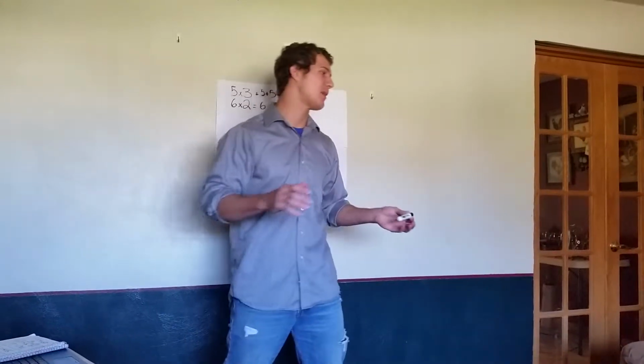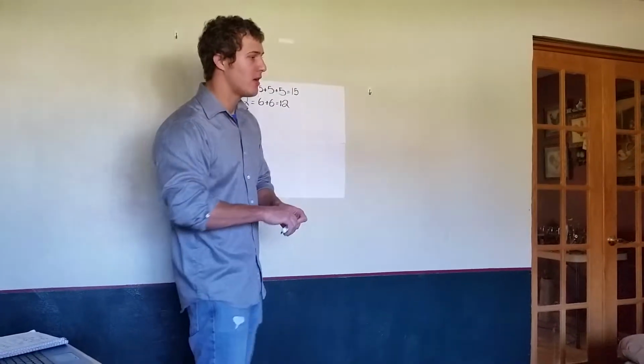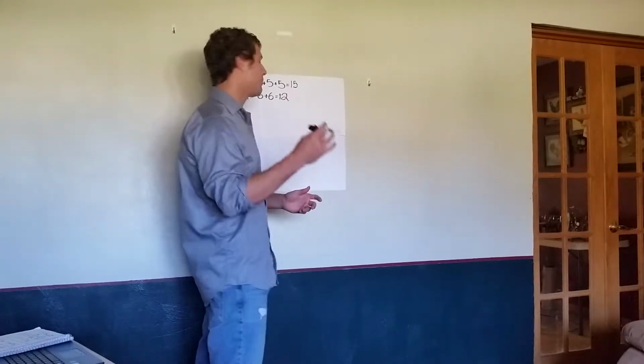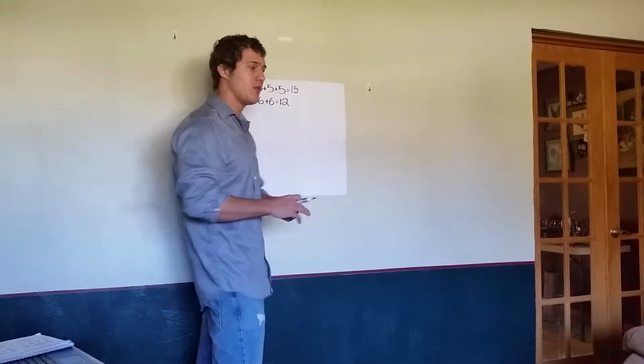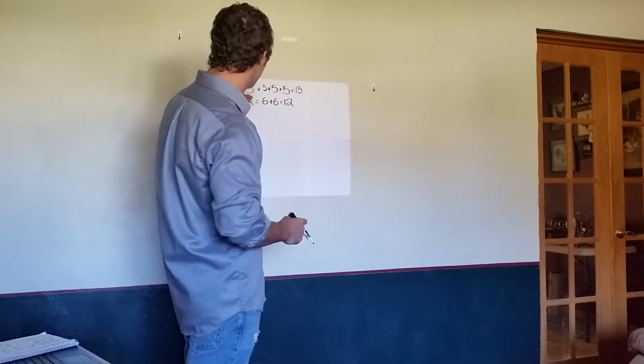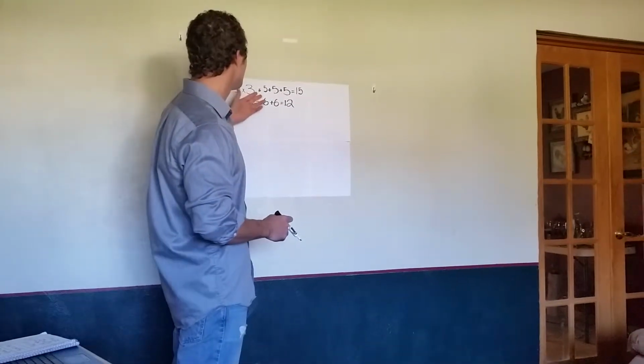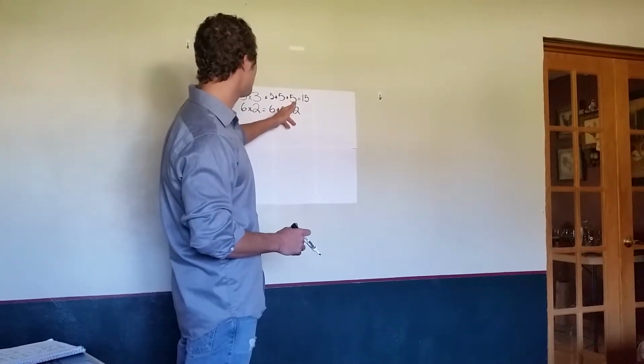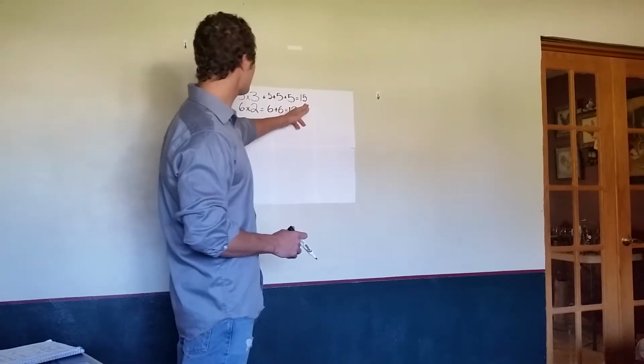And today we're going to be learning about multiplication. Now, what is multiplication? Multiplication is simply repeated addition. So say you have the problem 5 times 3. 5 times 3 is the same as 5 plus 5 plus 5, which equals 15.